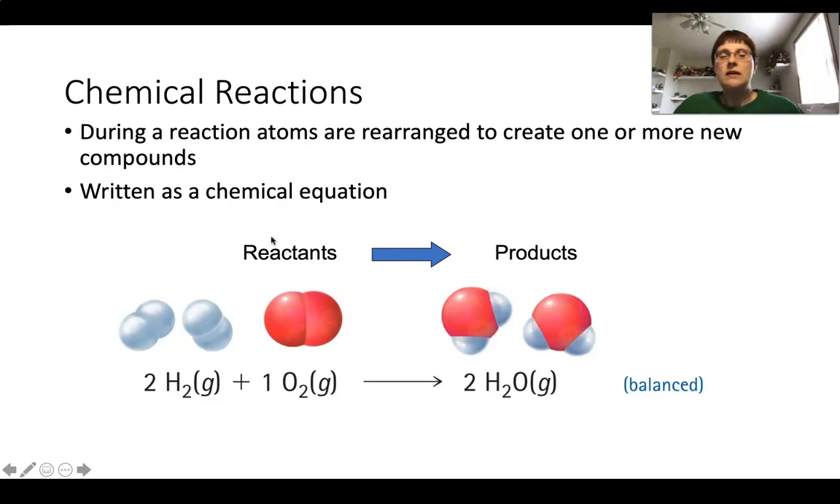Anybody on the side that the arrow is pointing away from, we call reactants. Those are the ones that are being put together or taken apart. And then the arrow points towards the products. Who is going to be made from that reaction? This is what we call a balanced equation. I'll talk about that here in a minute.